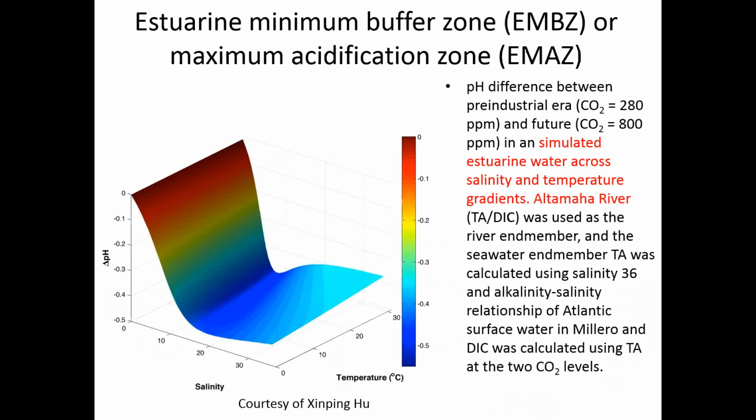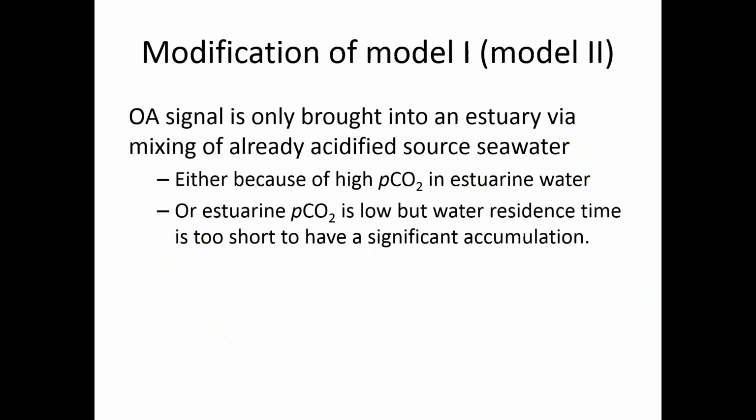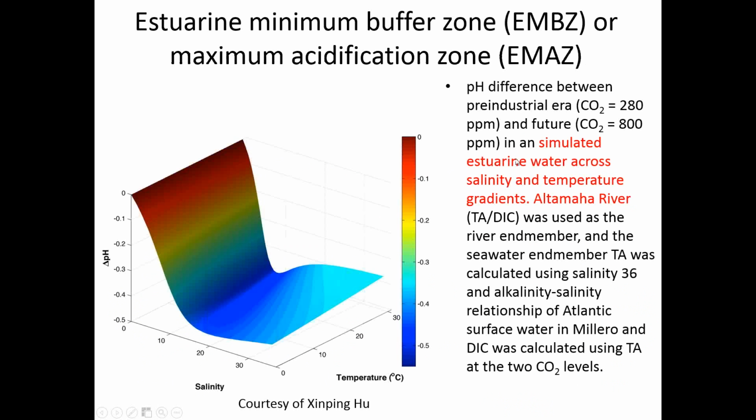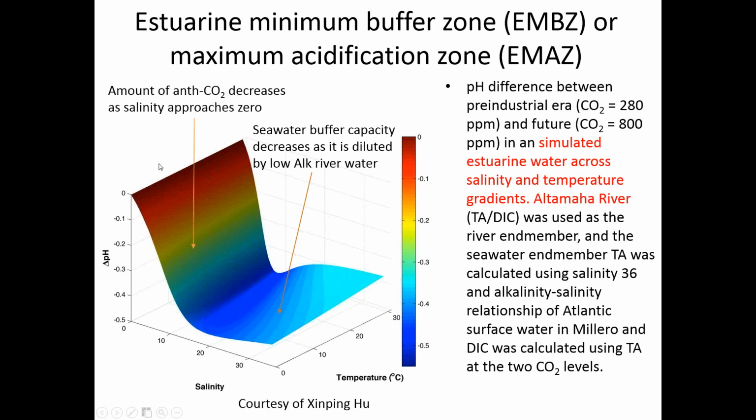So I'm going to move quickly. I'm going to almost skip this so-called second model, where basically we see the ocean acidification signal is brought into the estuary via mixing of already acidified source water. So there's zero ocean acidification signal in the river side, and this is a model of the Altamaha River. On this side you see seawater buffer capacity decreases as it is diluted by low alkalinity river water. But on this side, it shows the amount of anthropogenic CO2 decreases as salinity approaches zero.